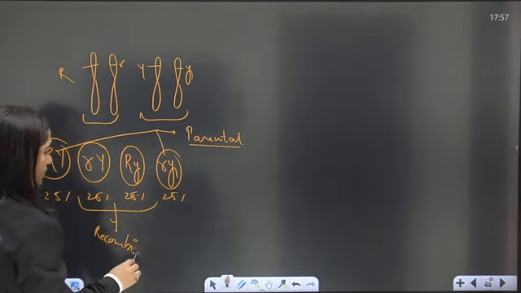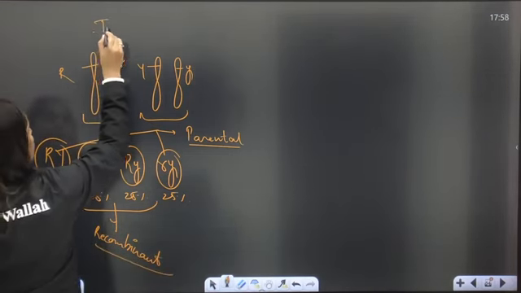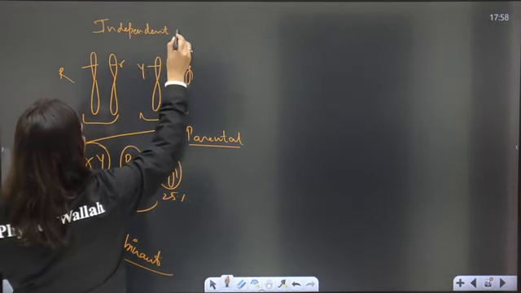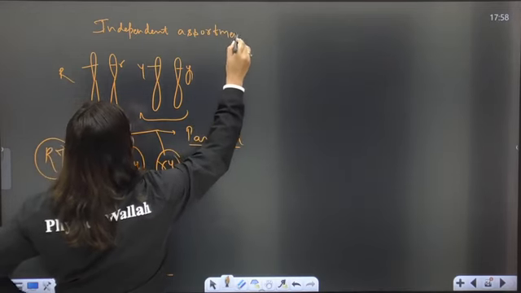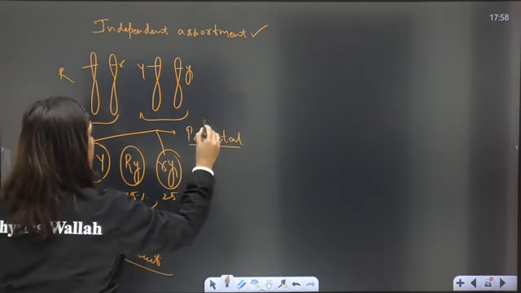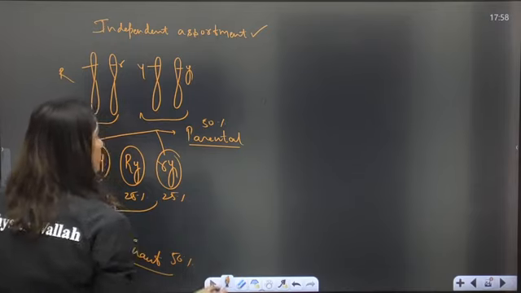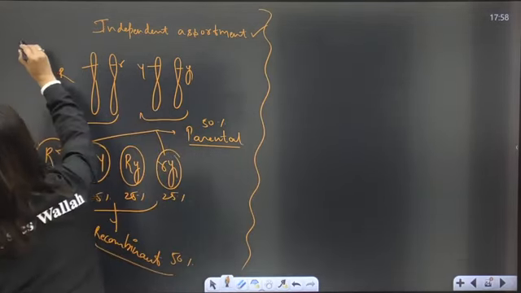So what you can see here is that when independent assortment is there, the genes are present on different chromosomes. So when independent assortment is there, you will have 50% parental and 50% recombinant, right? This is the normal case. Let's take the second case.